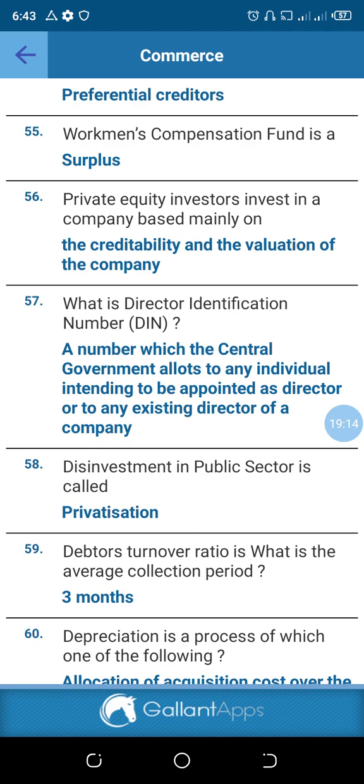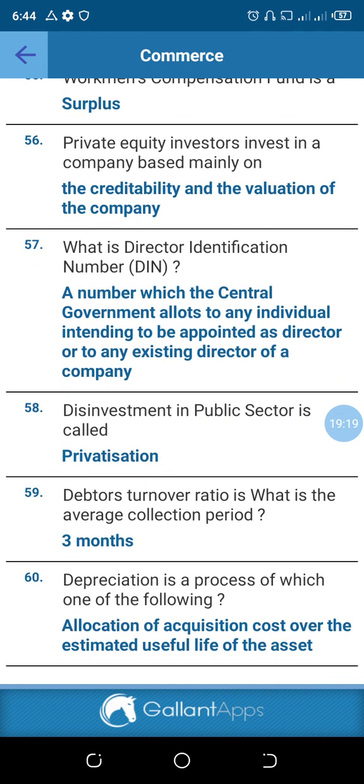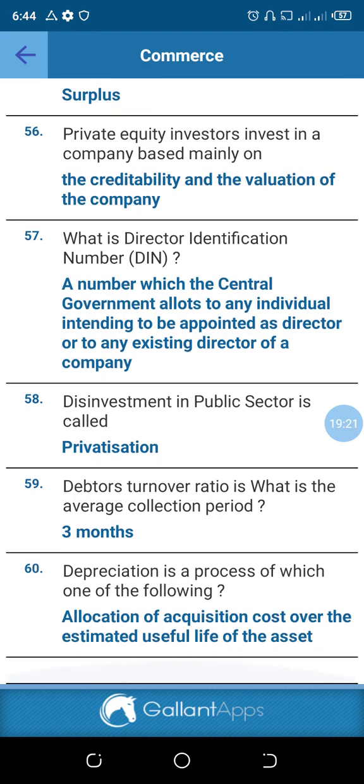Workmen's compensation fund is a surplus. Private equity investors invest in a company based mainly on the credibility and the valuation of the company. What is the Director Identification Number, DIN? A number which the central government allots to any individual intending to be appointed as a director or to any existing director of a company.